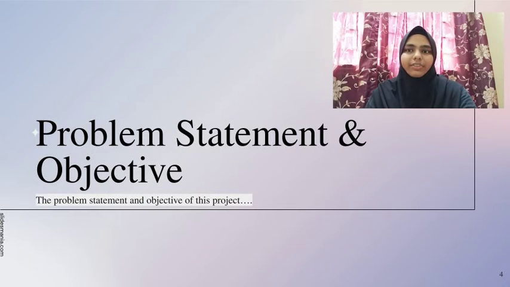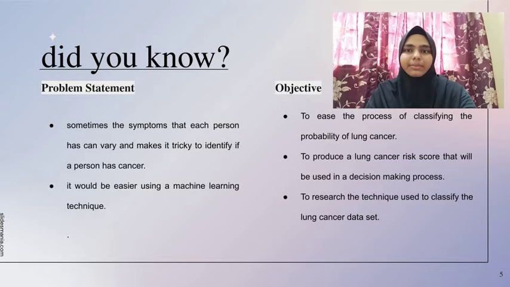The problem statement of this project is that sometimes the symptoms that each person has can vary and makes it tricky to identify if a person has cancer. The second is that it will be easier using a machine learning technique. The objective of this project is to ease the process of classifying the probability of lung cancer. The second is to produce a lung cancer risk score that will be used in the decision-making process. The third objective is to research the technique used to classify the lung cancer dataset.